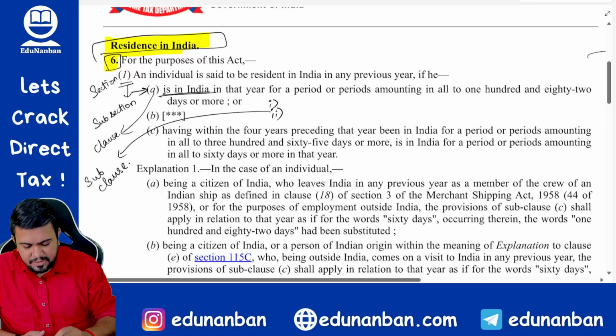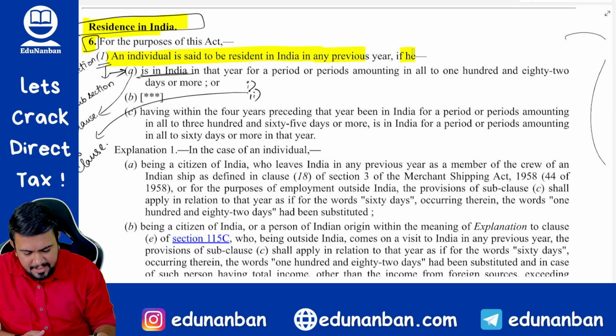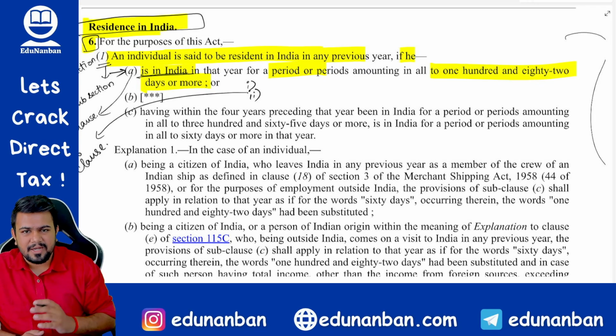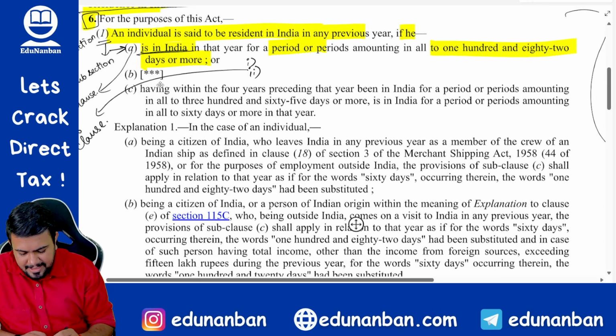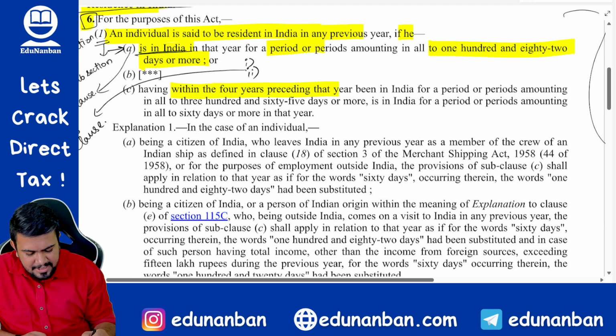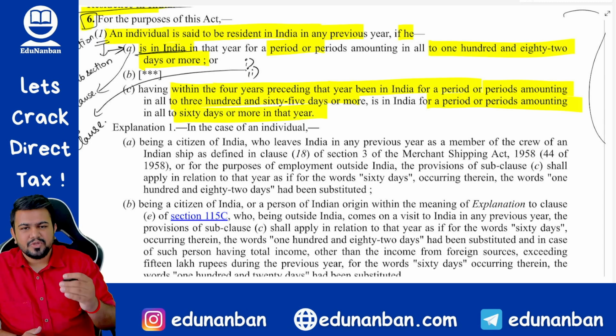Okay, so this section determines, see for example, here it is given, an individual is said to be a resident in India if he is in India for a period of 182 days or more. So the first condition they are giving is that if an individual has to be resident, he has to stay in India for 182 days or more. Then there is a second condition. What is the second condition? It is telling that having within 4 years preceding that year been in India for a period amounting to 365 days or more, and for a period amounting to 60 days or more in that year. So these are two conditions.